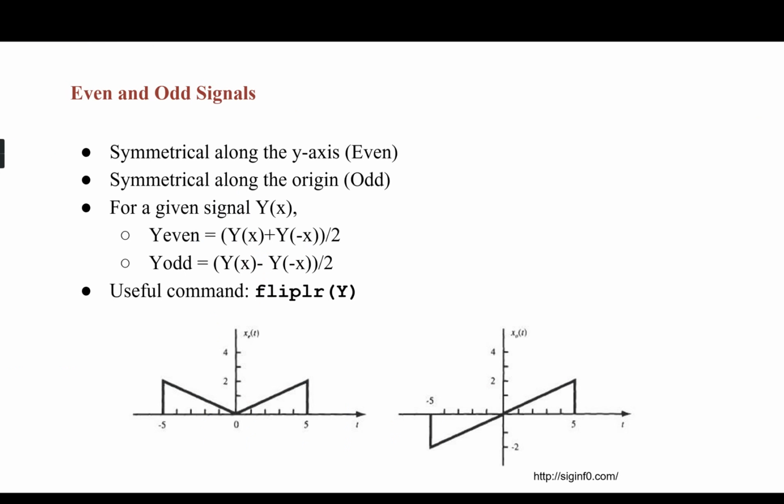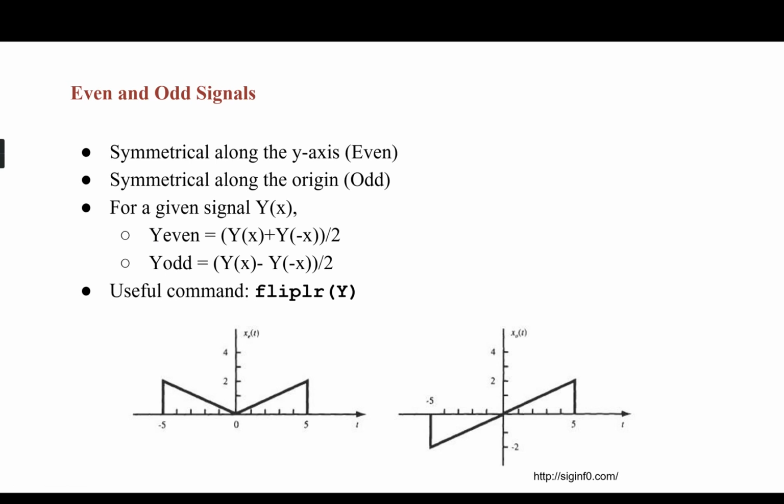The last topic we'll cover in this video is even and odd signals. In general, even signals are symmetrical along the y-axis. So this is an example of an even signal. Odd signals, on the other hand, are symmetrical about the origin.